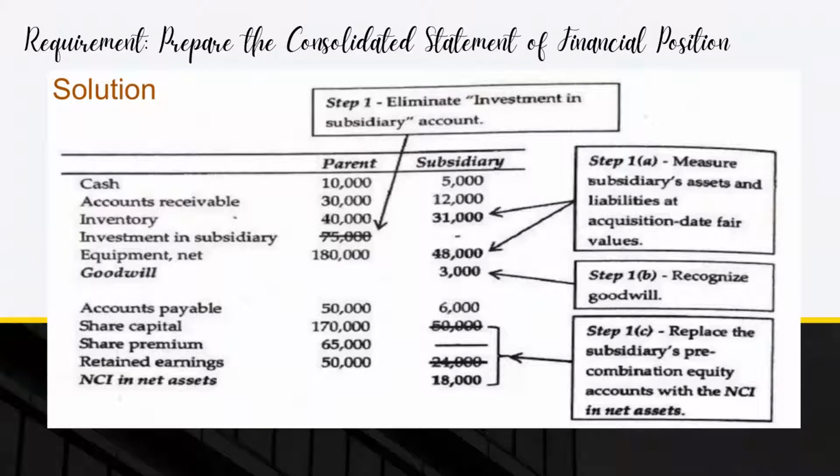Requirement 2. We have to prepare the consolidated statement of financial position. First step is to eliminate the investment in subsidiary account, that is 75,000, which also requires the measurement of the subsidiary's assets and liabilities at acquisition date fair value. The inventory is 31,000 and the equipment is 48,000. We also have to recognize the goodwill, that is 3,000. And we also have to replace the equity of the subsidiary with the NCI in the net assets of 18,000.